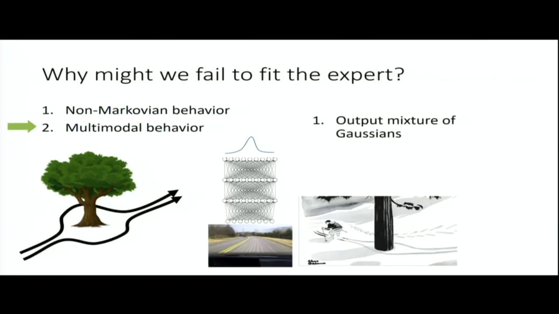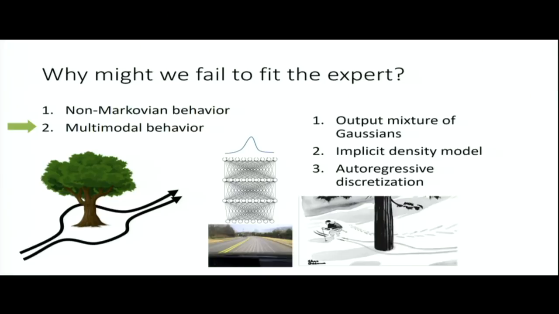Well, we have a few options, and I'll talk about three particular options that are quite popular, but there are others as well. One is if you have continuous actions, you can output a mixture of Gaussians instead of a single Gaussian, or some other multimodal parameterized distribution. You can use what's called an implicit density model, which is a somewhat fancier solution, but it's very general, very powerful. And you can use what's called autoregressive discretization. So let's talk about each of these in turn.